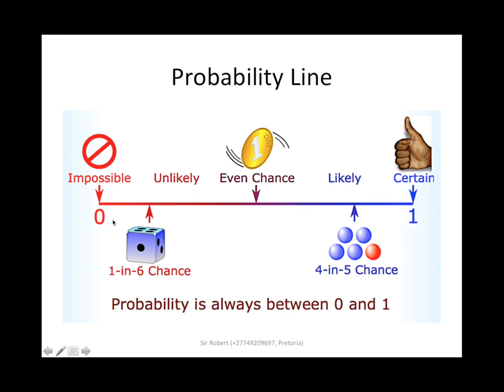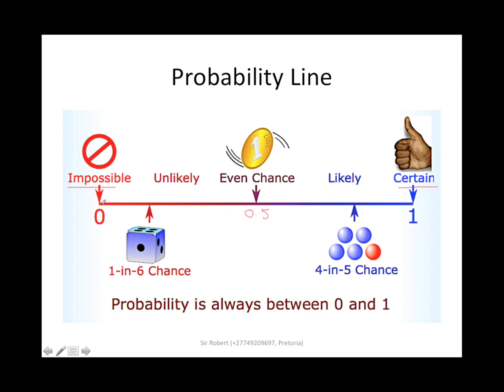Probability line. As we have discussed before, probability ranges from 0 to 1. So 0 means it's impossible. 1 means it's certain, it's definitely going to happen. As we move to 0.5, it means there's an even chance that it can occur or it can't. The common example is the coin, a head or a tail. There's a 50% probability, 0.5 probability, that a head or a tail is going to come.